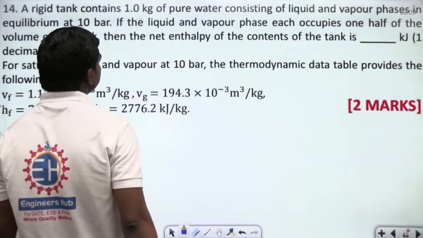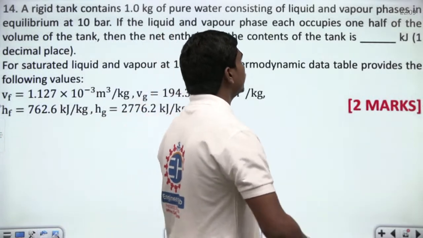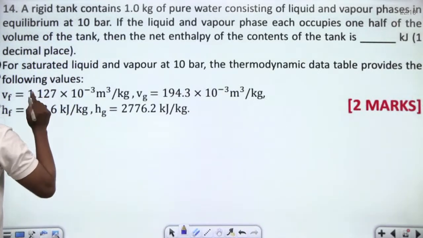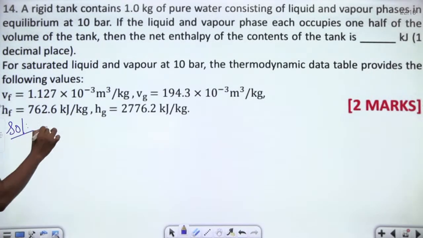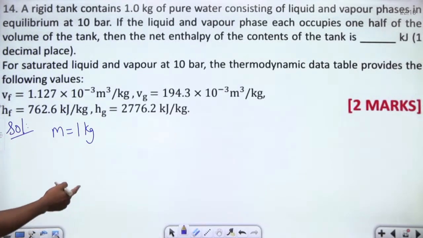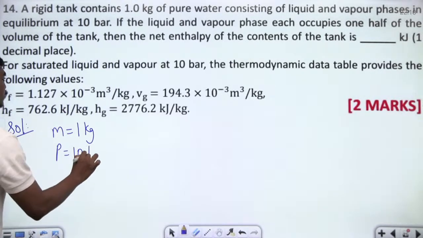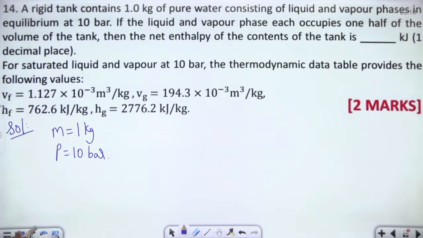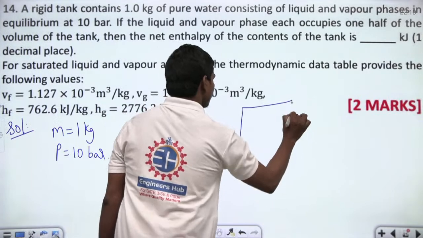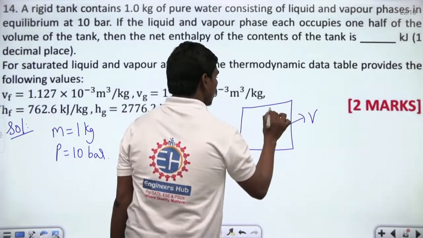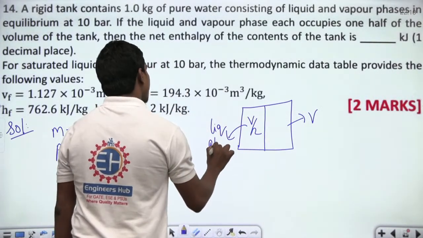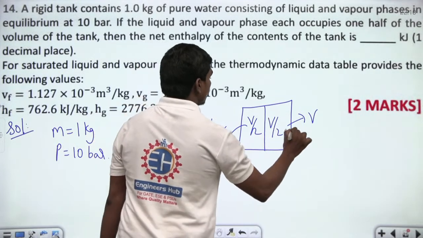A rigid tank contains 1 kg of pure water consisting of liquid and vapor phases in equilibrium at 10 bar. So the total mass available is equal to 1 kg, there are two phases in equilibrium, and the pressure is 10 bar. Now, the liquid and vapor phases each occupy 1/2 of the volume of the tank. So there is some volume V, and exactly half of it is occupied by the liquid phase, and the other V by 2 is occupied by the vapor phase.